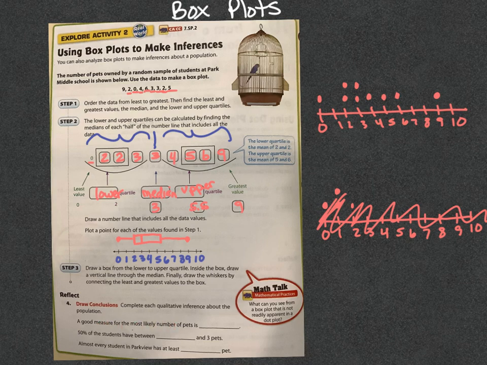A good measure for the most likely number of pets looks like about 2 or 3, somewhere between 2 and 3, I guess 3-ish. 50%, or half, of the students have between 0 and 3 pets. This is the lower half, right? And then the other half have between 3 and 9 pets. And almost every student at Parkview has at least one pet, right? There's only the one that doesn't have any. Almost all of them have at least one pet, at least per the sample.